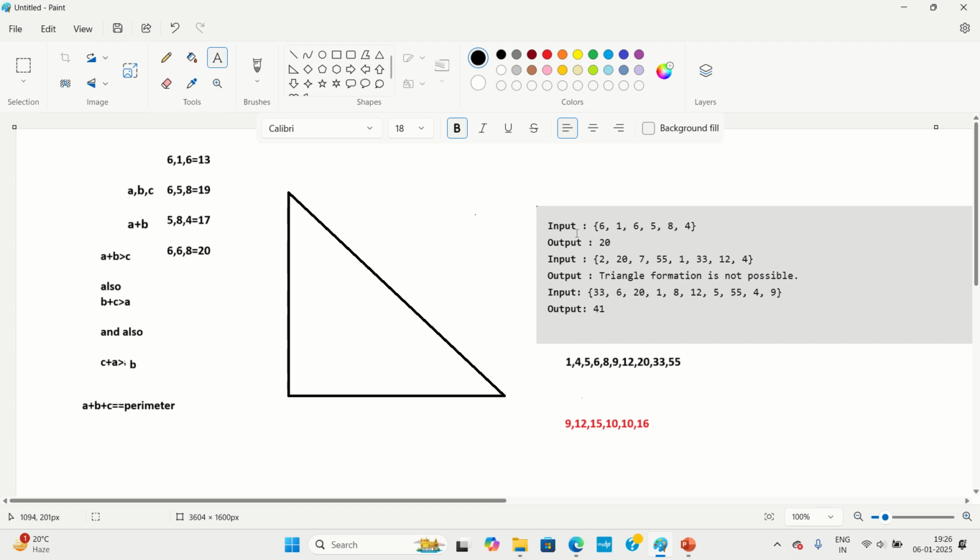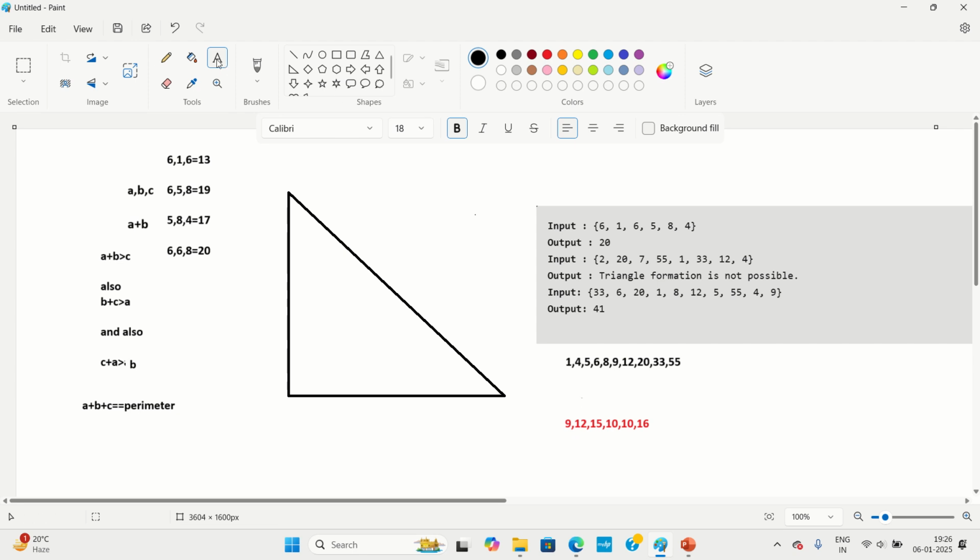Now here they are only returning, actually these examples are taken from GeeksforGeeks, so they are just returning the maximum perimeter. But in HackerRank we have to return this triplet, 6, 5, 8, also. Okay, this triplet also we need to return. And now let us see this example, the last one. This is an arbitrary example I have taken.